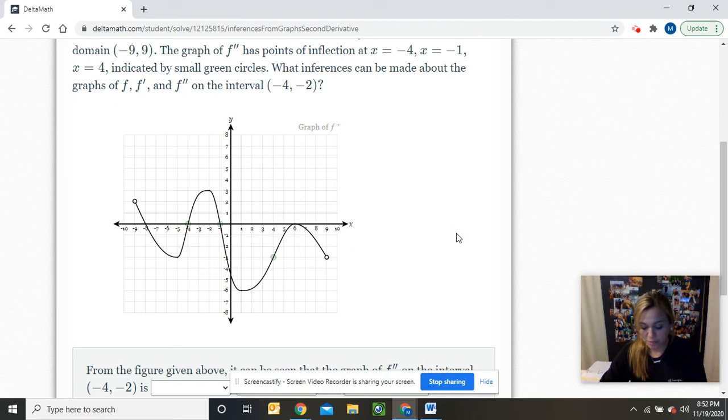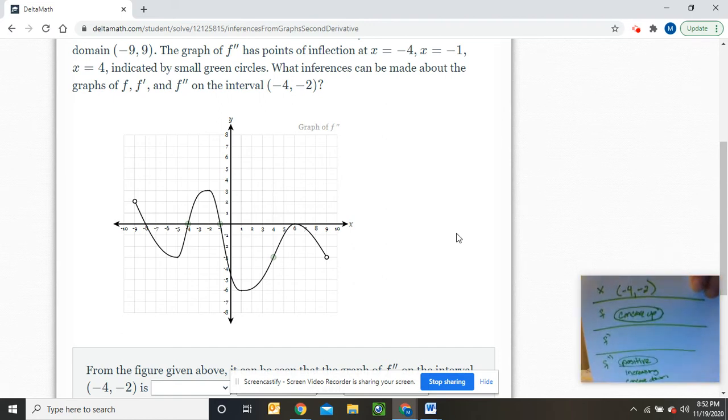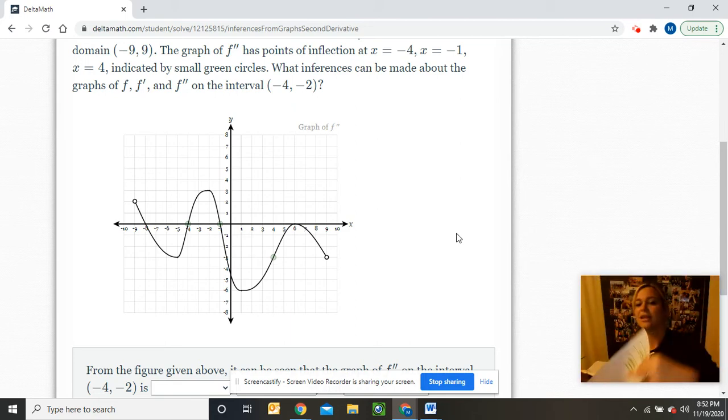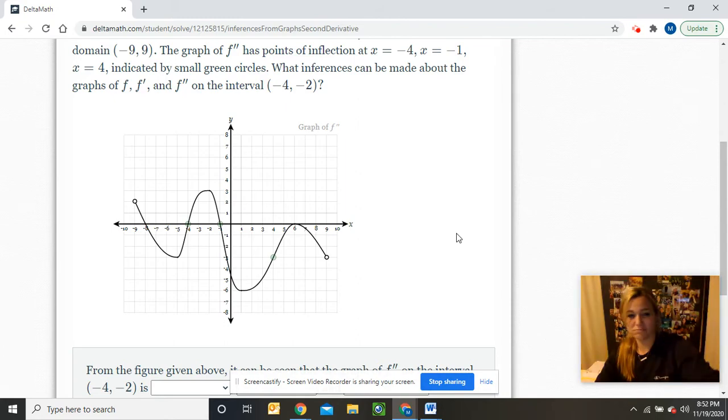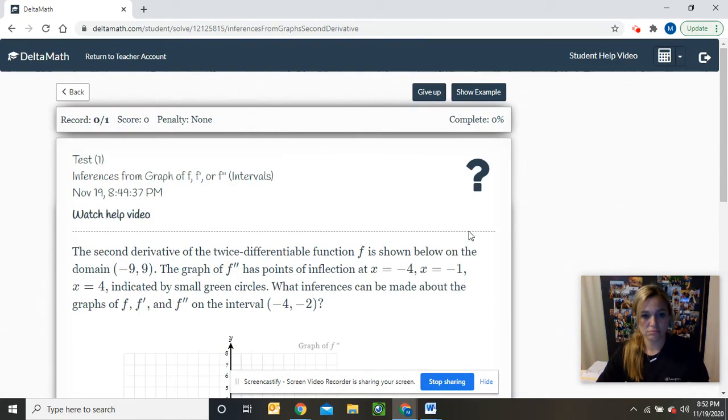And then if f double prime is positive, what does that mean about f prime? So think about this. F double prime is the slope of f prime. So if a slope is positive, what's that mean about f prime? It is increasing. So concave up for f, f prime is increasing, f double prime is positive. And really, when we're given f double prime, we don't know too much more. So yeah, we're good here.